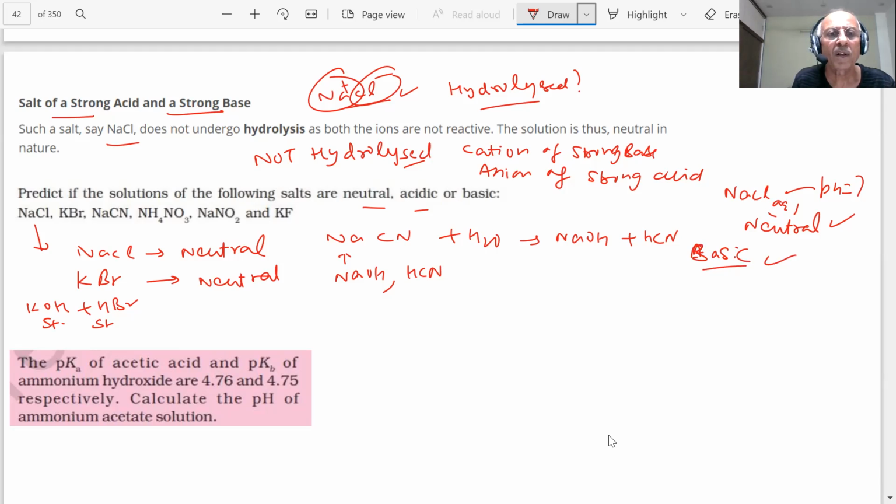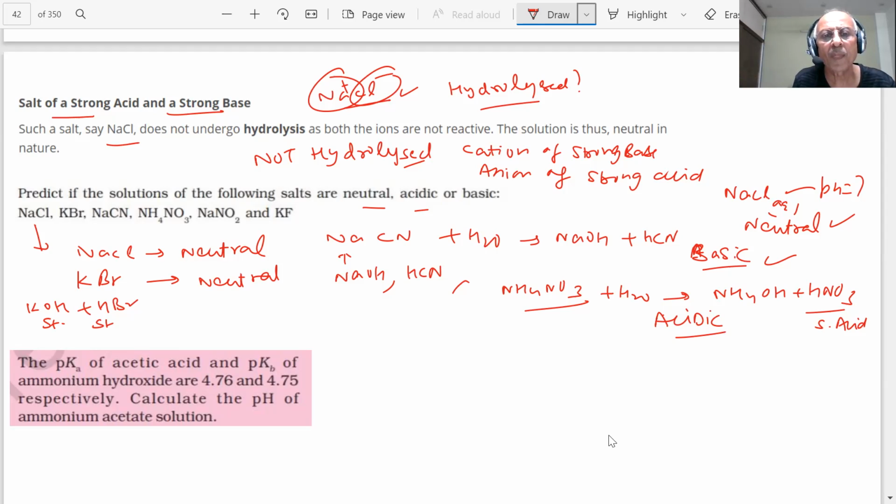Basic. What happens to NH4NO3? NH4OH and HNO3. It will be acidic. If I react, what you are getting? NH4OH plus HNO3. HNO3 is a strong acid. So the solution is acidic. What about NaNO2? NaNO2, HNO2 and NaOH. It should be basic.